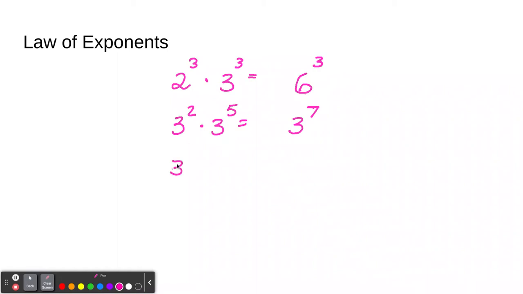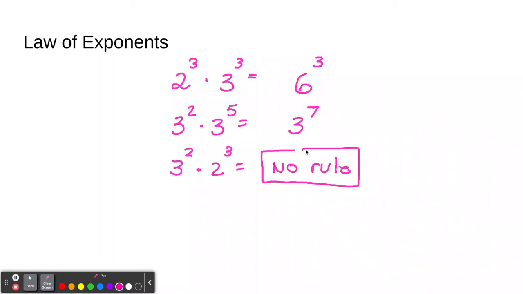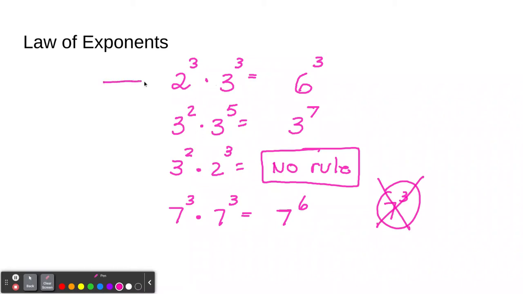Now, when they have different bases and different powers, there is no rule for this one. No rule. All right, so what would this one be? 7 to the 3rd power times 7 to the 3rd power. What would that one be? They have the same base and the same power, but again, you keep the base and add the powers. Always keep the base when it's the same. Don't do 7 to the 3rd power, because no, that's not it. You only keep the power when they have a different base and the same power, like up here.